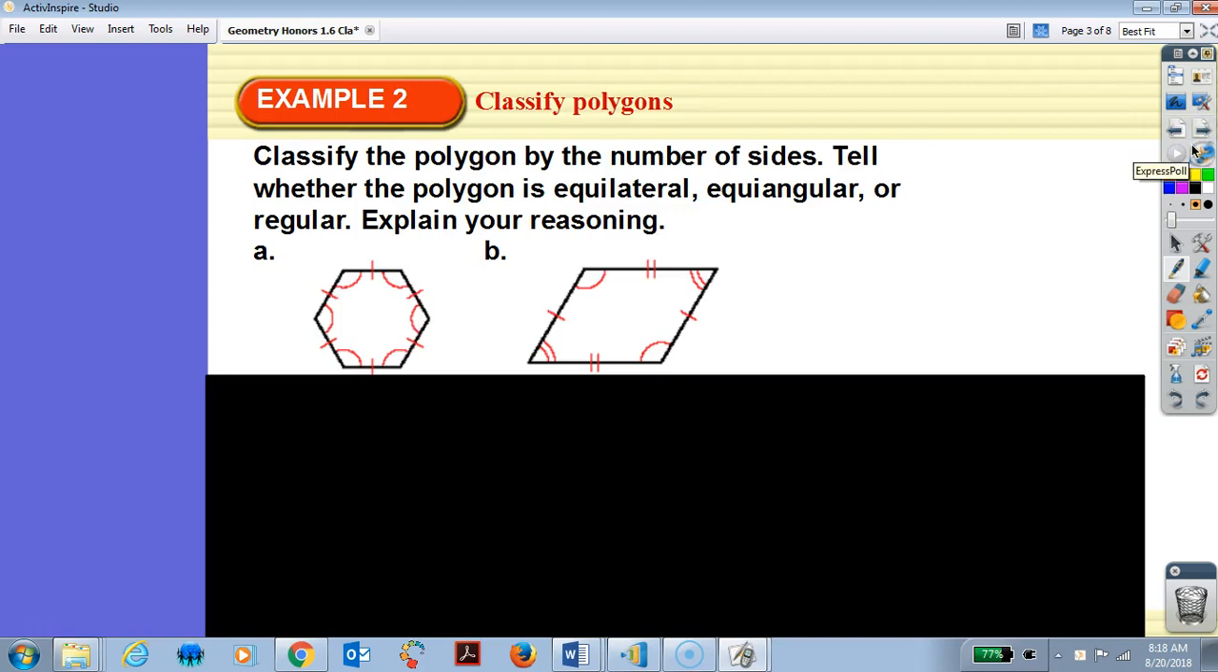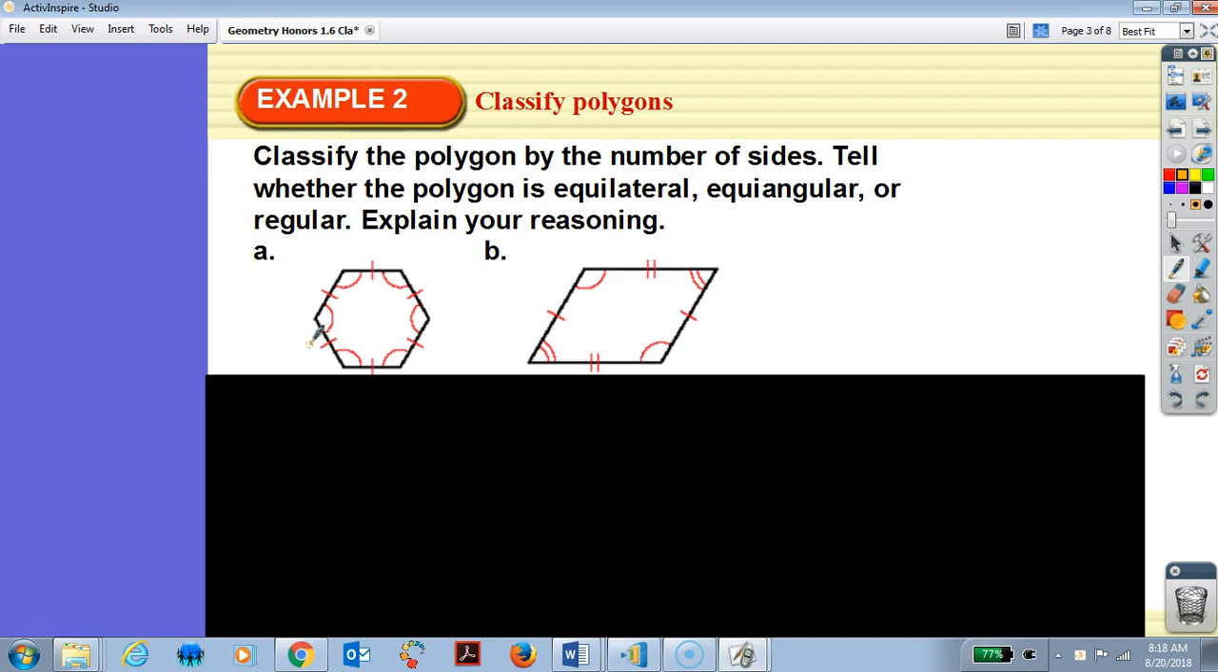Classify the polygon by the number of sides. Tell whether the polygon is equilateral, equiangular, or regular. Explain your reasoning. So I want you guys to actually turn in your textbooks to page 43 and look at the different names of polygons based on number of sides. Before you actually turn there, let's just see what you guys already know. What is a 3-sided polygon? What is it called? Triangle. 4, quadrilateral. It might be a square, it might be a rectangle, it might be a parallelogram. We don't know. It's just a quadrilateral, 4 sides.